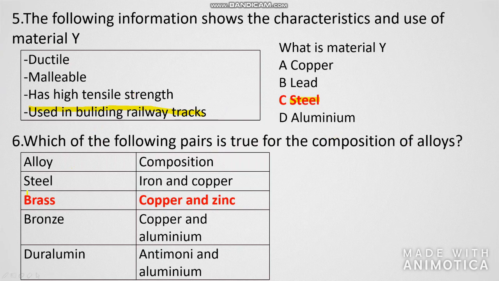Okay, as I mentioned before, steel ini composition dia ialah iron dan carbon alloy. So as you can see here, the steel, the major composition is iron together with 1% of carbon. So this one is wrong. And the brass, the composition is copper and zinc. So this one is correct. Bronze is made of copper and also tin. So this one, aluminum, is wrong. Ceramic is made of aluminum, magnesium, manganese, and also copper. So ceramic ni tak ada antimony, ini salah.